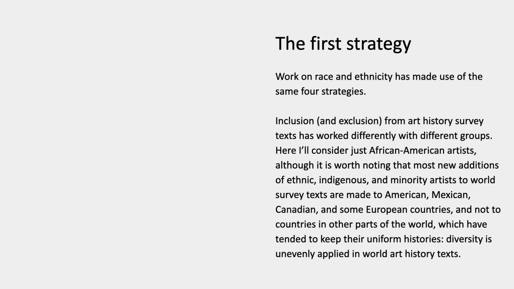And here I'm just going to consider African American artists, even though it's worth noticing that most new editions of world art history survey texts have added ethnic, indigenous, and minority artists to the chapters on American, Mexican, Canadian, and some European countries, and not to countries in other parts of the world which have tended to keep their uniform histories. So diversity itself is unevenly applied in world art history texts.